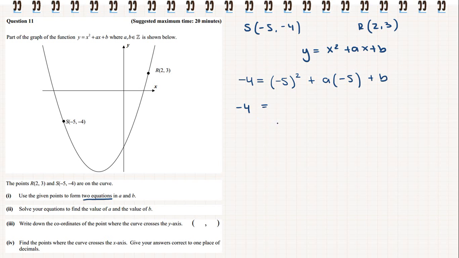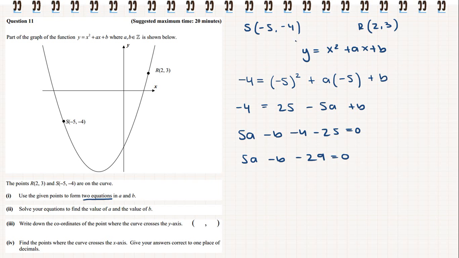So next we're going to simplify. We have -4 is equal to 25 minus 5a plus b. If I move everything over to the left, I get 5a minus b minus 4 minus 25 is equal to 0. And if I simplify further, 5a minus b minus 29 is equal to 0.